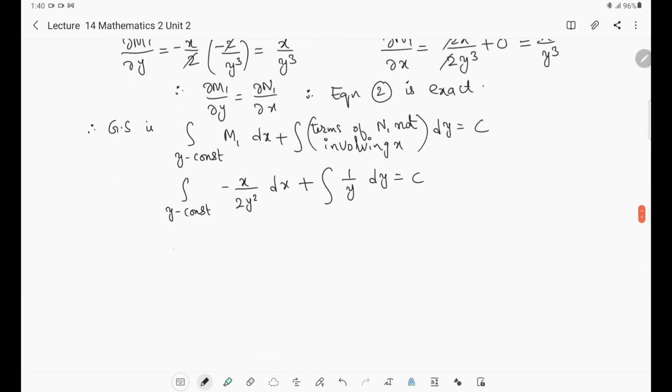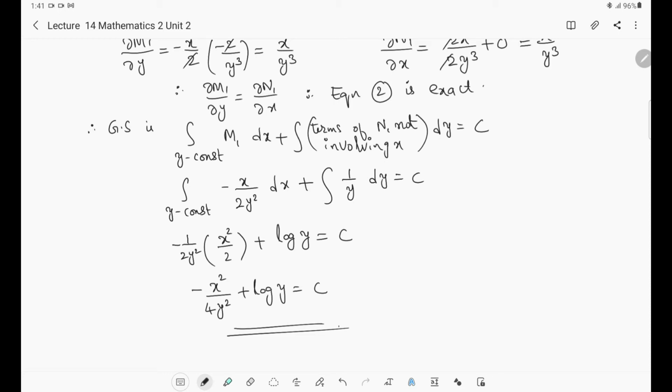Now integrate this, so minus 1 by 2y square as it is, integration of x with respect to x is x square by 2, plus integration of 1 by y is log y, equal to constant. So a little bit of simplification will give us minus x square by 4y square plus log y equal to c. So this is the required solution.